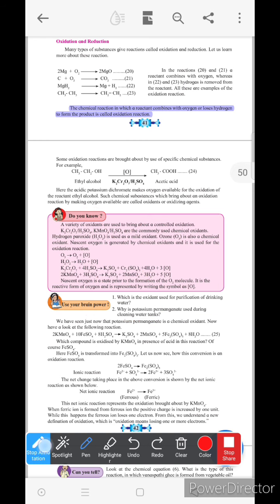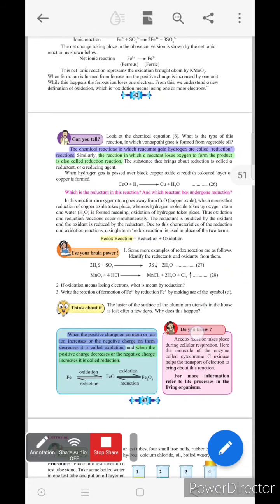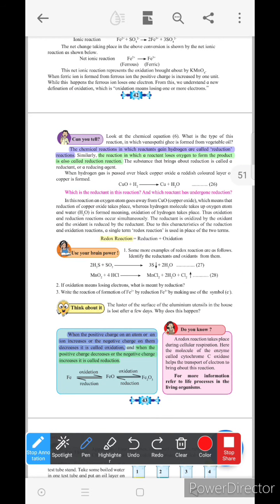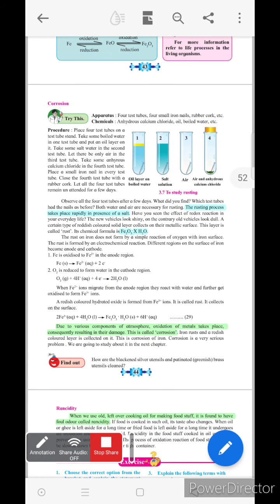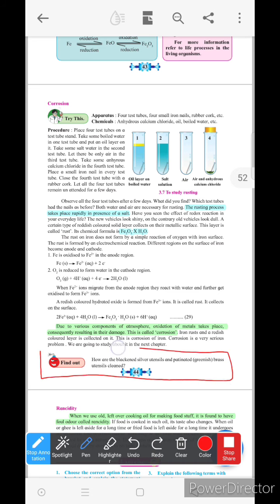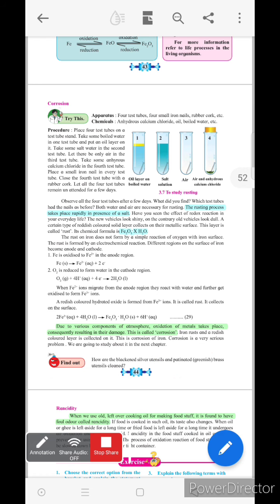Now we will move on to page number 43. The first topic, that is can you tell? The topic is removed, and the do you know, at the bottom of this page, these 2 topics are removed. Now we will move on to the next page, page number 44. The topic at the bottom of the page, that is find out. This topic is removed. That only topic is removed from this page.